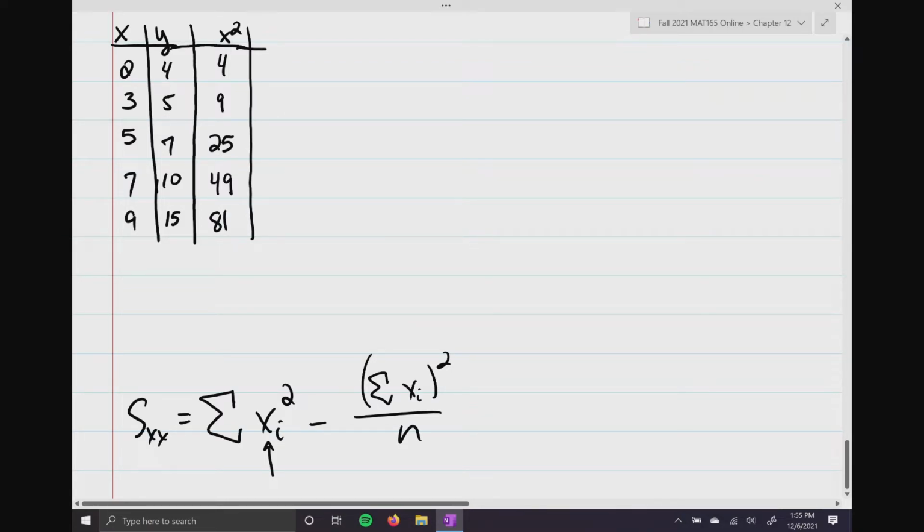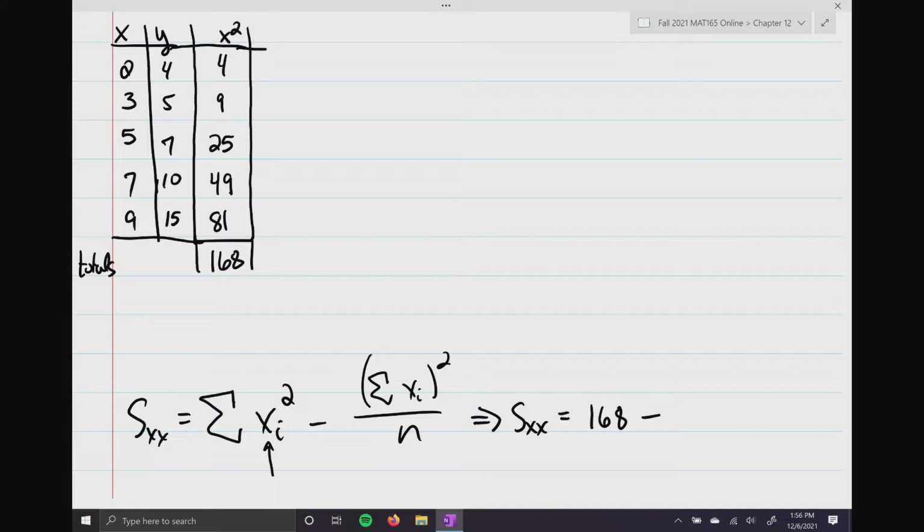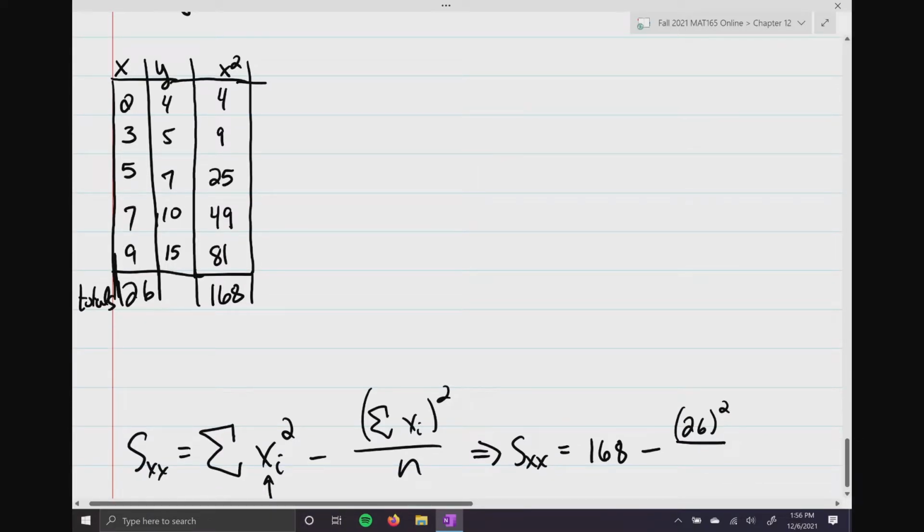Now, I'm going to take all these values. I'll put totals, and I'm going to total it all up. So, when you add 4 plus 9 plus 25 plus 49 plus 81, you get 168. So far in my formula, for the sum of squares, I have 168 minus. Now, the fraction that we see tells me add up all of the x values and square it. So I need to add up all of my x values and then take that result and square it. So 2 plus 3 plus 5 plus 7 plus 9 is going to be 26. So this is going to be 26 to the second power, all divided by n, which is the number of samples that I have here. So this is going to be 1, 2, 3, 4, 5. So I need to divide this by 5.